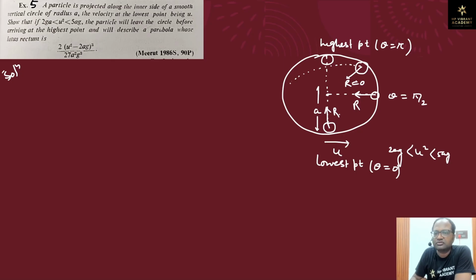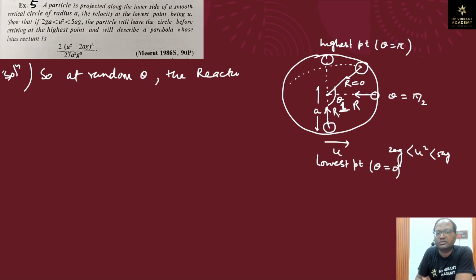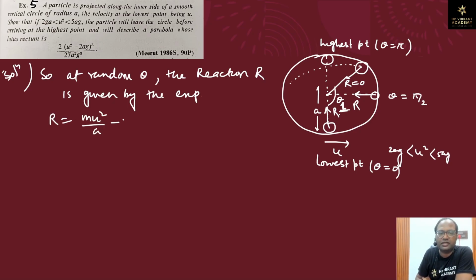Let us consider this angle as theta. Suppose at angle theta 1 the reaction is 0. So let us find out theta 1. At a random theta, the reaction R is given by the expression R is equal to mu square upon a minus mg into 2 minus 3 cos theta.